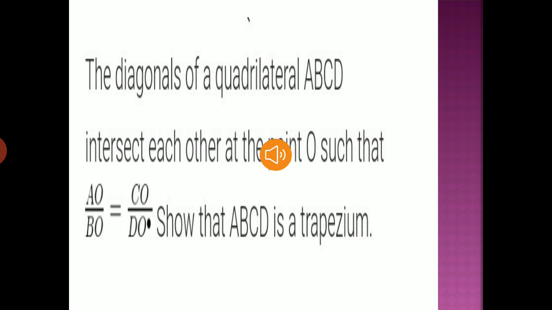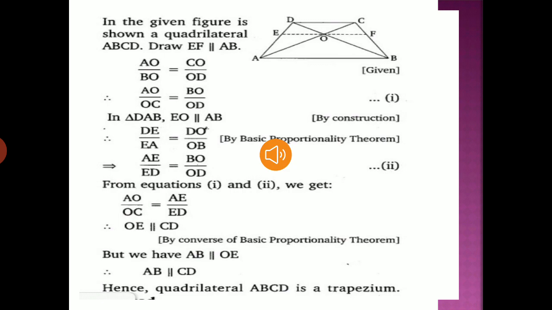The last question is, the diagonals of quadrilateral ABCD intersect each other at point O such that AO by BO is equal to CO by DO. Show that ABCD is a trapezium. In this, they have given ABCD is a quadrilateral. We need to prove ABCD is a trapezium. So, we have to prove AB is parallel to DC.